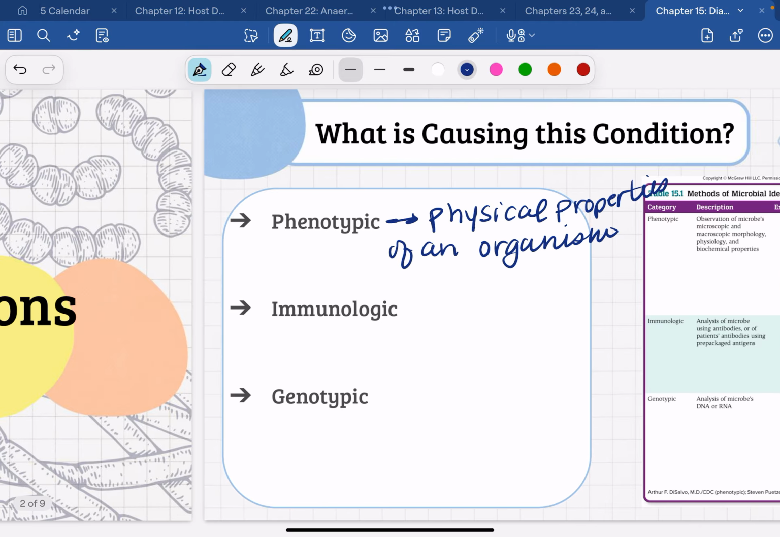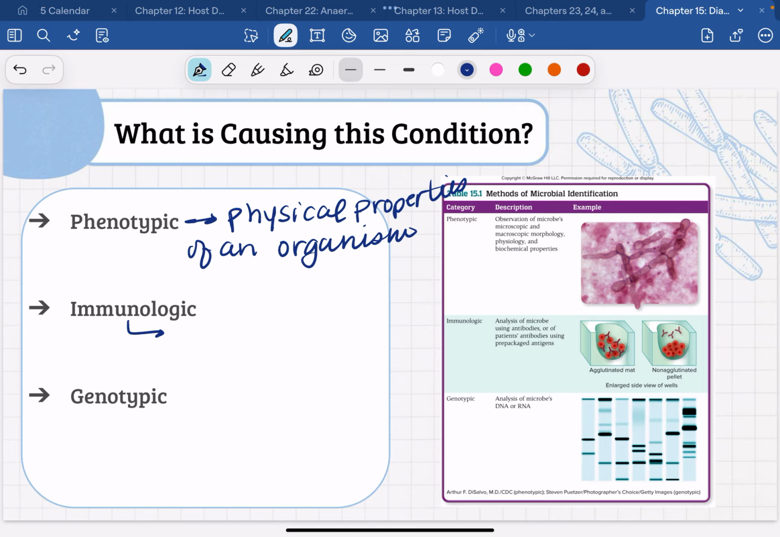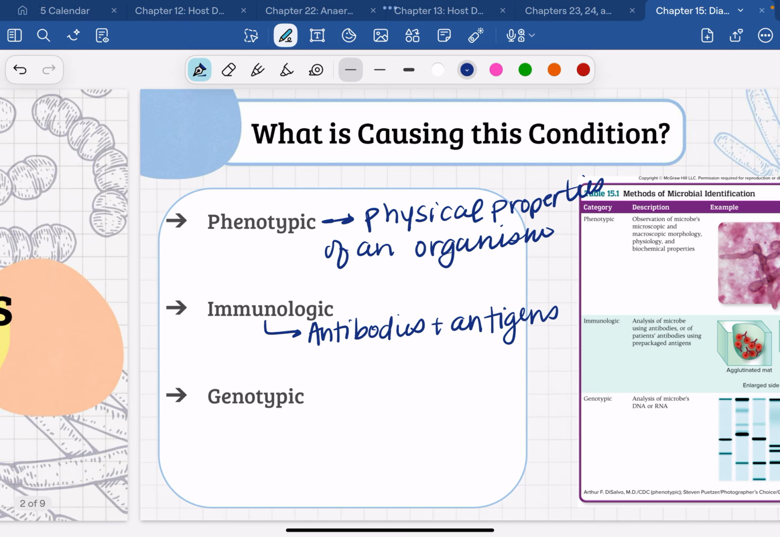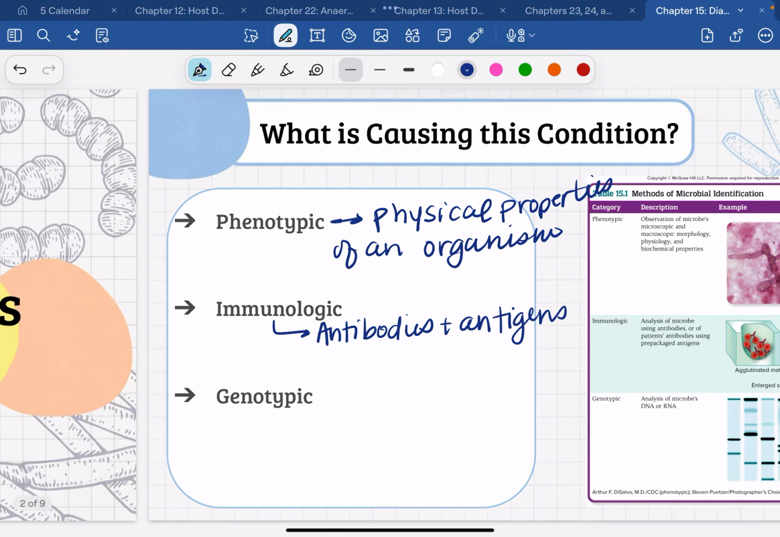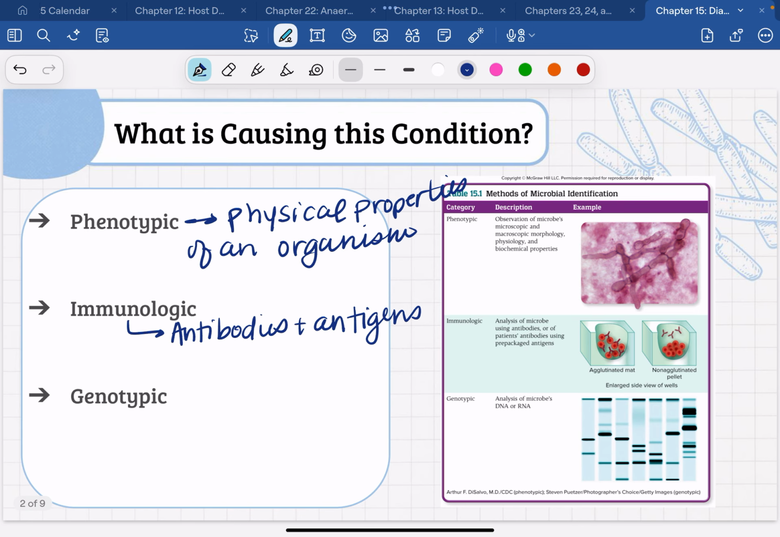The second way we test for organisms or try to diagnose diseases is through immunologic techniques. Immunologic techniques is basically using the idea of antibodies and antigens. Immunologic basically means related to the immune system. So the immune system, especially the adaptive immune system, is based on the idea that one specific antibody will bind to one specific antigen, right? Antibodies and antigens are very, very specific.